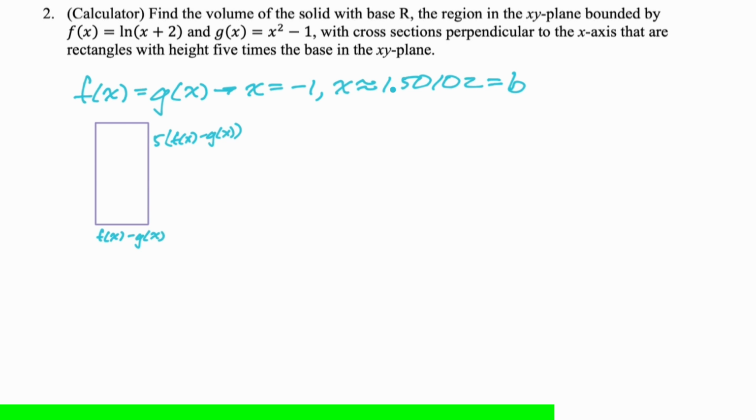Right? It's 5 times the quantity f of x minus g of x times f of x minus g of x. I have this weird problem where sometimes I say 5 instead of f, or f instead of 5. I don't know if anybody else does that, but that's what kind of happened to me there.